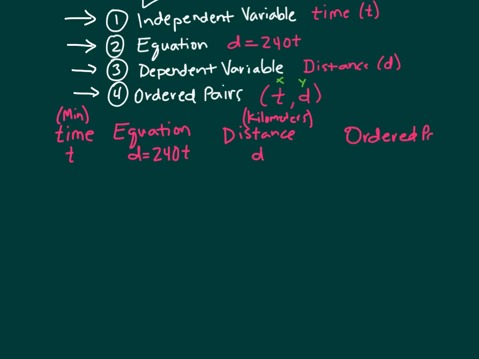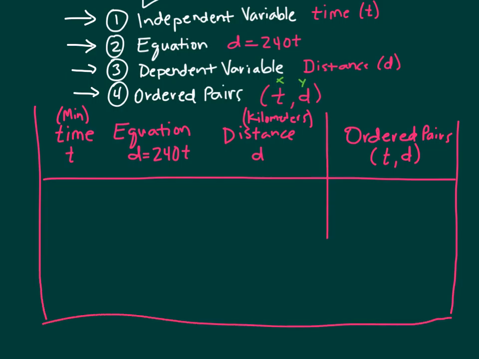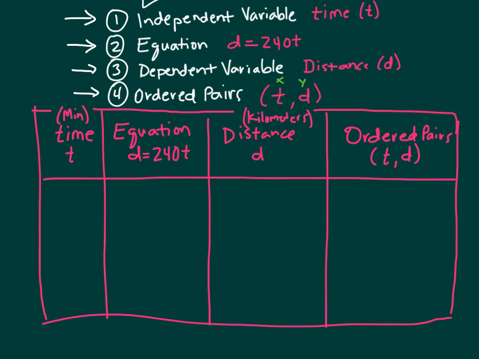I've said to you that we need to have at least 3 ordered pairs in order to get good data to make a graph out of. That's what I expect you to do, at least 3. Could you do more than 3? Well, absolutely. But I don't expect it from you.